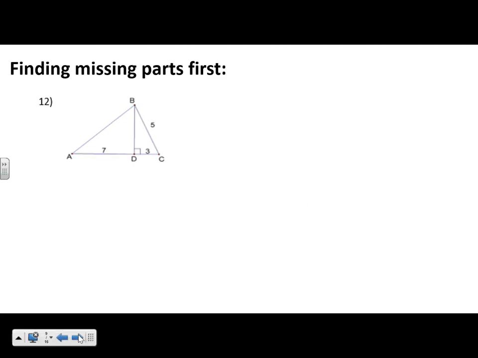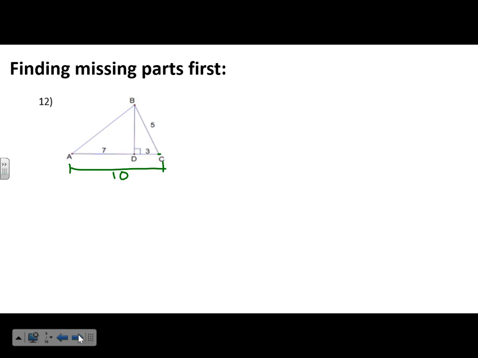So the next ones are going to be the hardest part of this lesson, and you're not going to have all the information, but you can find the information. If you look at this, we have the height here, we have the base here. Well, the base they break up into 7 and 3, so I know the whole base is 10, so that's nice, but we don't know the height at all, so we're going to have to find the height.